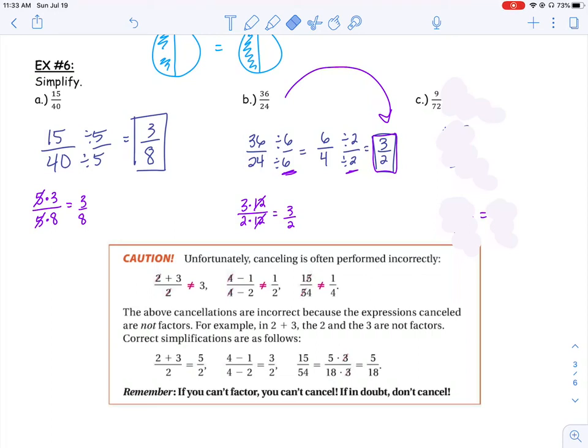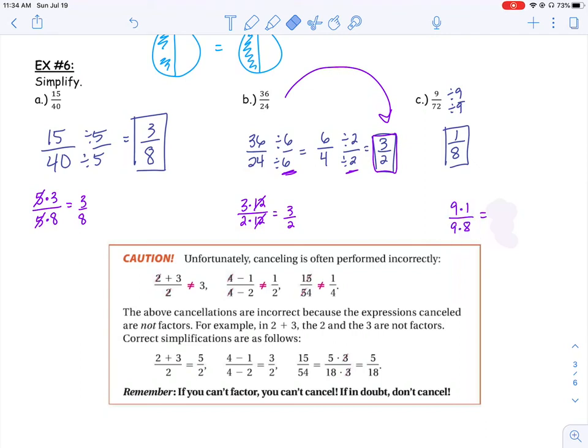All right, last one, C. If I have 9 over 72, is there a factor that goes into 9 and goes into 72? Well, I notice they're both divisible by 9. So I'm going to divide both the numerator and the denominator by 9 to keep that balanced. 9 divided by 9 is 1. 72 divided by 9 is 8. So 9 over 72 is the same thing as 1/8.